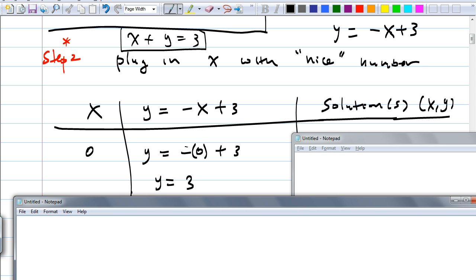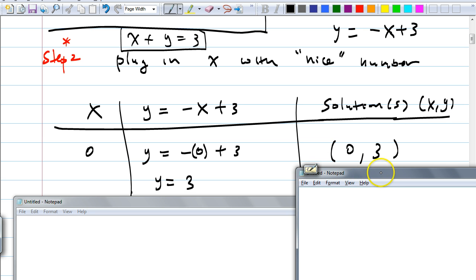And guess what our solution is? It says the solution is going to look like x comma y. Guess what our solution for this x equals 0 will be? 0. So it's x comma y, so we're going to get 0 comma 3 is your solution. Okay? Does that make sense?